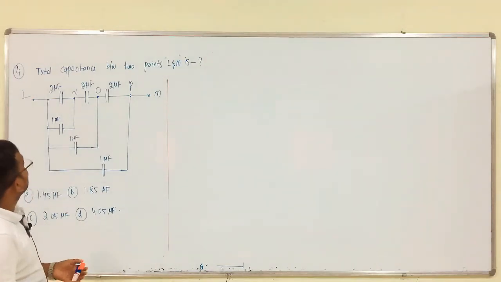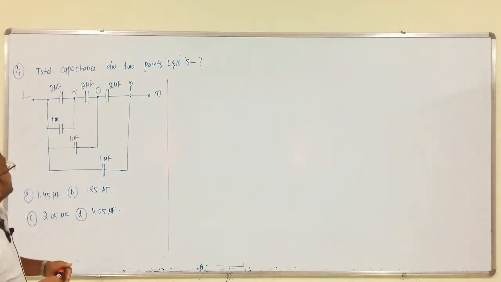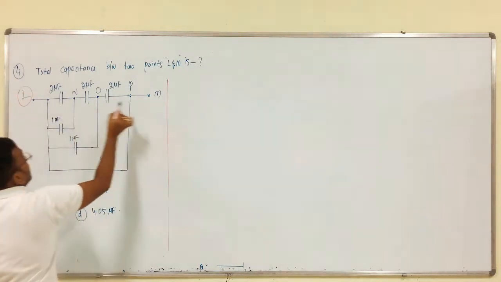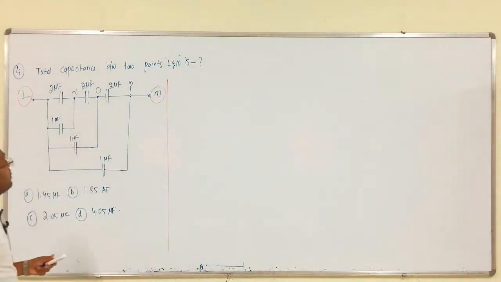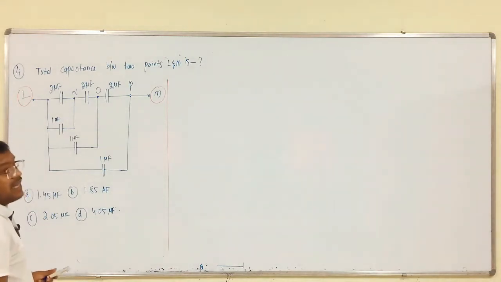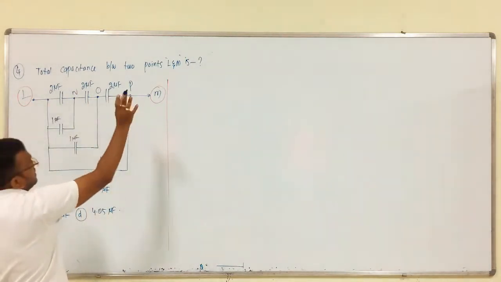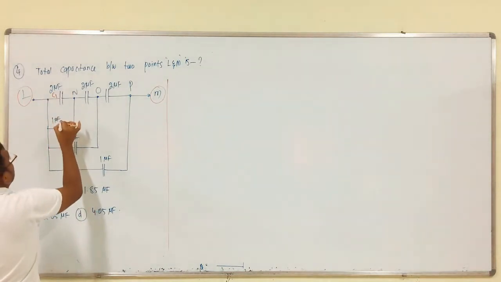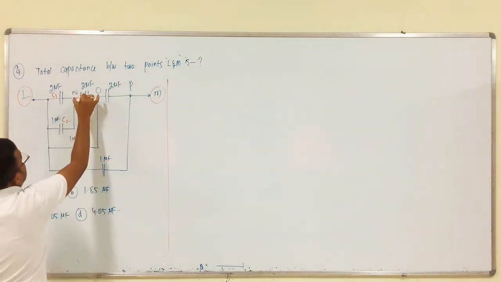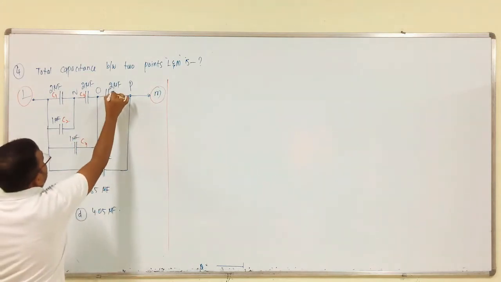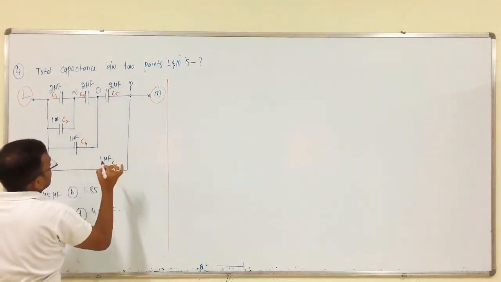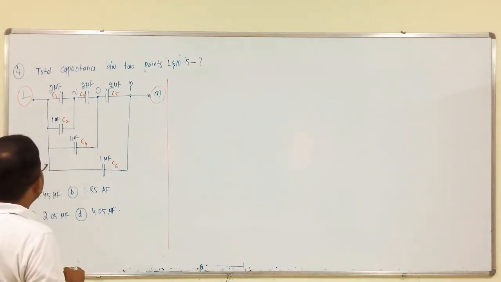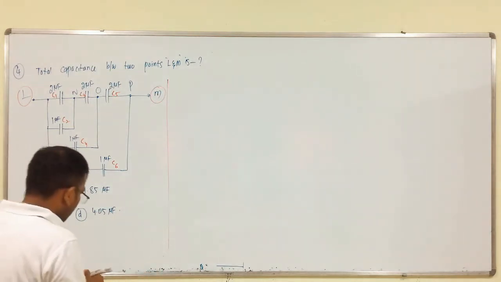Next, the fourth one is the total capacitance between 2 points, this L and M, which we have to calculate. We have to calculate the equivalent capacitance between these two terminals. We have C1, C2, C3, C4, C5 and C6. We have 6 capacitance values which are connected in different manner. So, let us start the problem.